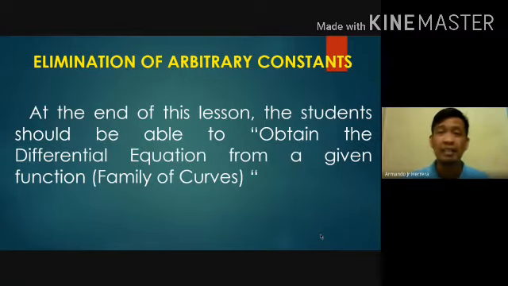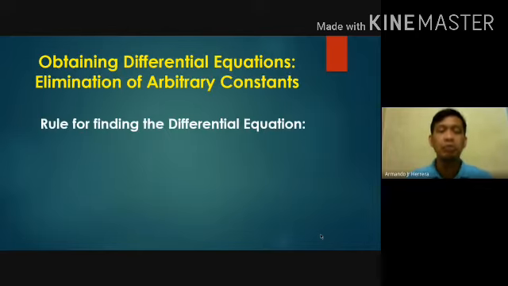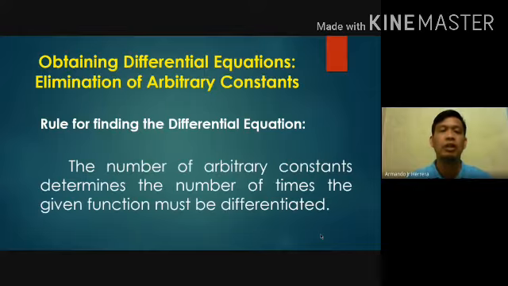So we all know naman that the derivative of a constant is zero. So therefore, mai-eliminate natin ang constants. So there is one rule na nasusundan natin in finding the associated differential equation. The number of arbitrary constants determines the number of times the function must be differentiated. So ibig sabihin, pag nakakita ka ng arbitrary constants na apat, apat na beses ka rin magdi-differentiate.